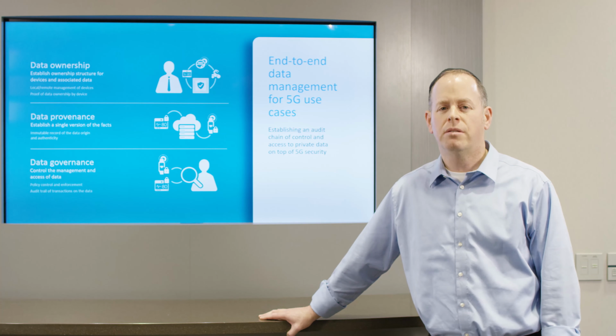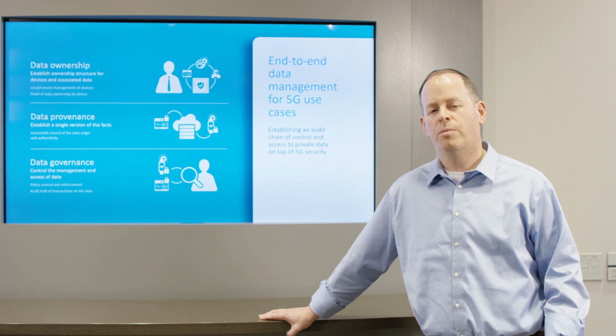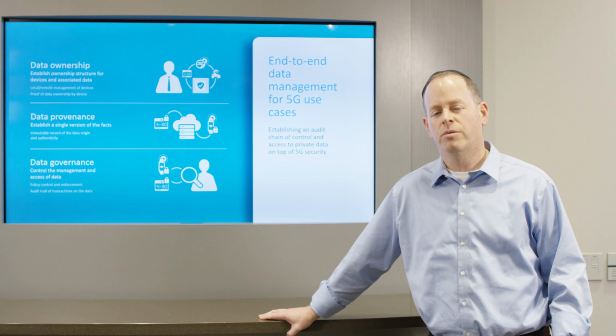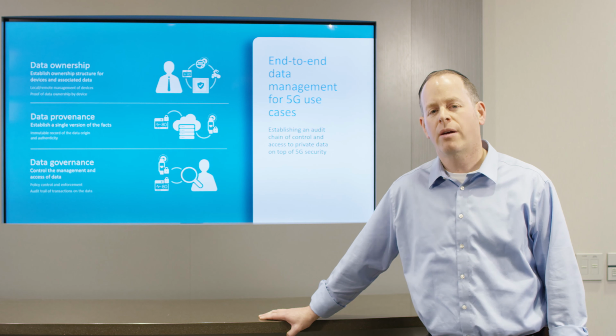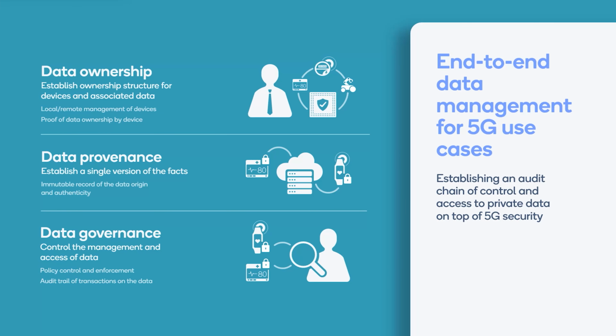Data provenance is establishing a single version of the facts. So this device produced this data in this place at this time, and signing it so that there is a secure manner in which we can track the data and make sure the data is actually real. Finally, data governance is controlling and managing access to the data, allowing you to decide who gets to access the data and providing an audit trail to know if any of the data, for example, has been modified.